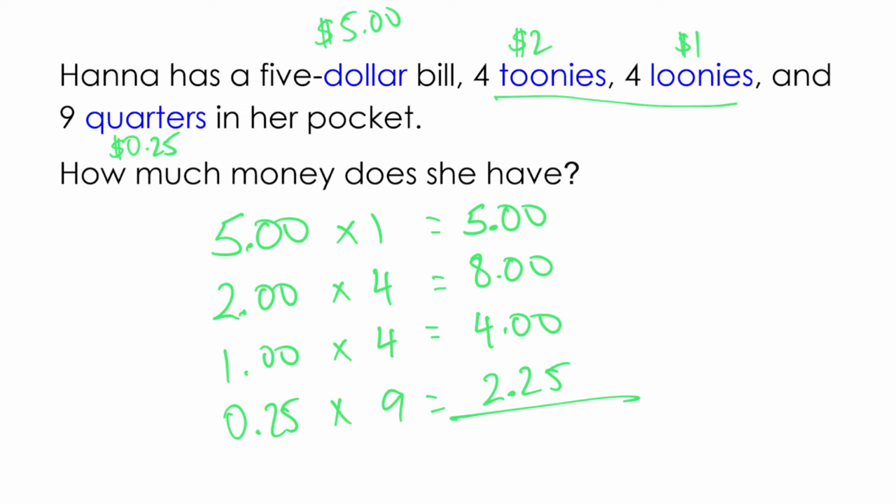So now we have to add all these up. Luckily, there's a lot of zeros here, so it's going to be really easy to add. 0 plus 0 plus 0 plus 5 is 5. Same thing here, except with 2. Put the decimal. Don't forget the decimal. You must line it up.